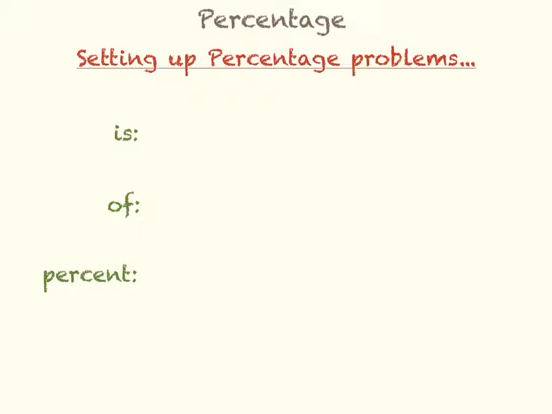Percentages. Setting up percentage problems is kind of specific, but if you understand the different terminology, then it's not so bad. The word "is" means we're going to use an equal sign. So whenever you are reading and you see the word "is", you're going to put an equal sign. The next one is "of". Whenever you see the word "of", you're going to mean multiplication, so you're going to put a multiplication sign in between there.